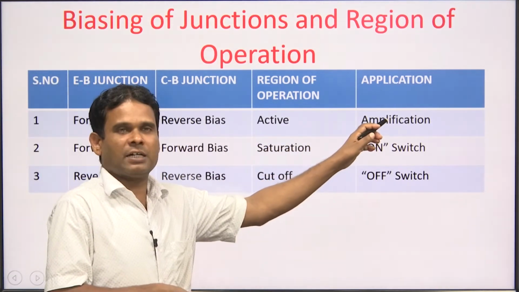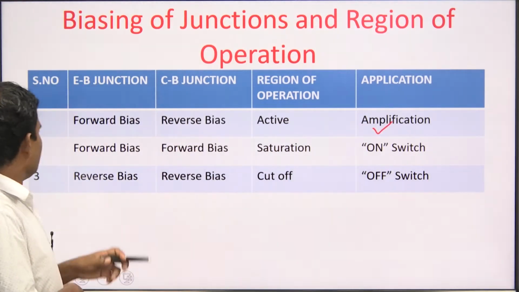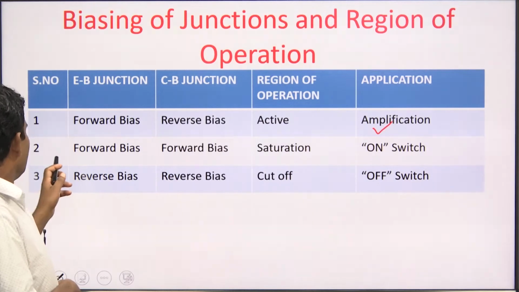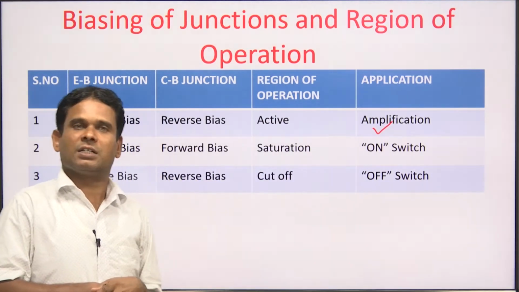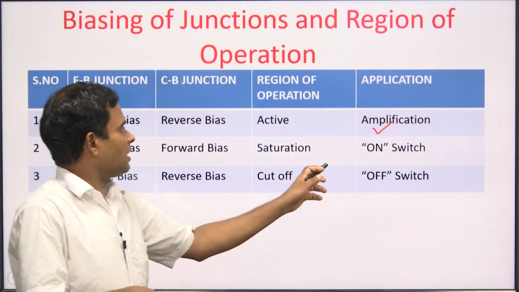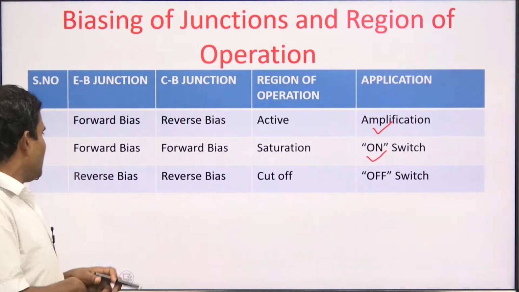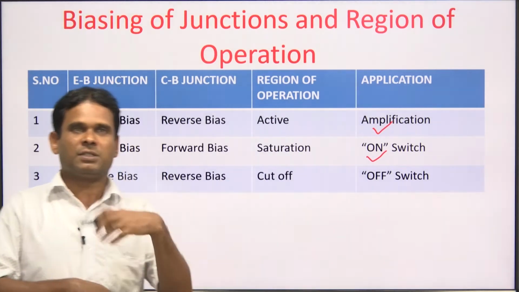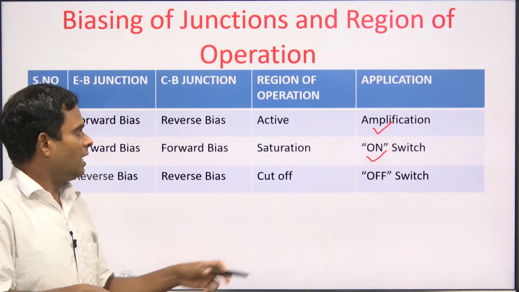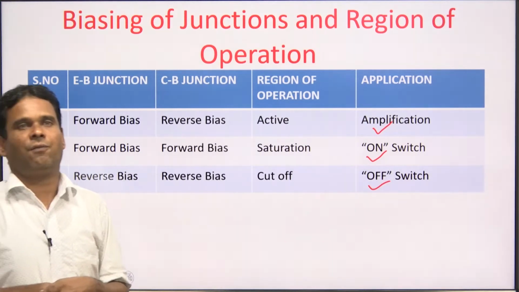and in this active region we can use the transistor as an amplifier. Now, if both the junctions are forward biased, the transistor works in the saturation region. In the saturation region we can use the transistor as a closed switch or ON switch. Now, if both the junctions are reverse biased, this is called the cutoff region. This means the transistor works in the cutoff region, and in this region we can use the transistor as an OFF switch.